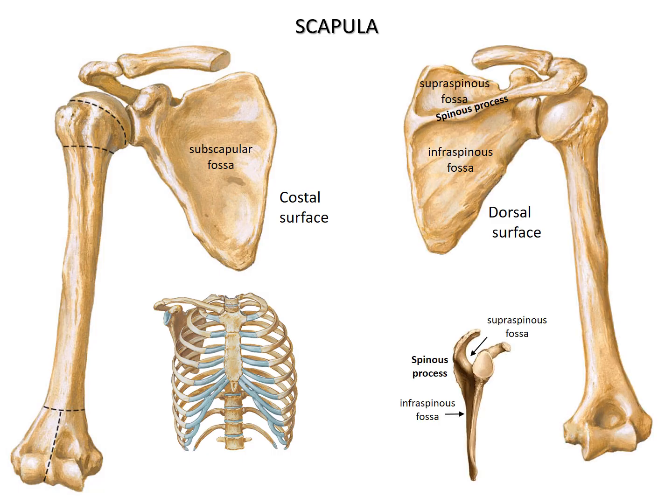The dorsal surface is convex and presents a shelf-like projection called the spinous process. The spinous process divides the dorsal surface into the supraspinous and infraspinous fossa. The upper supraspinous fossa is smaller, 1/3, and the lower infraspinous fossa is larger, 2/3.